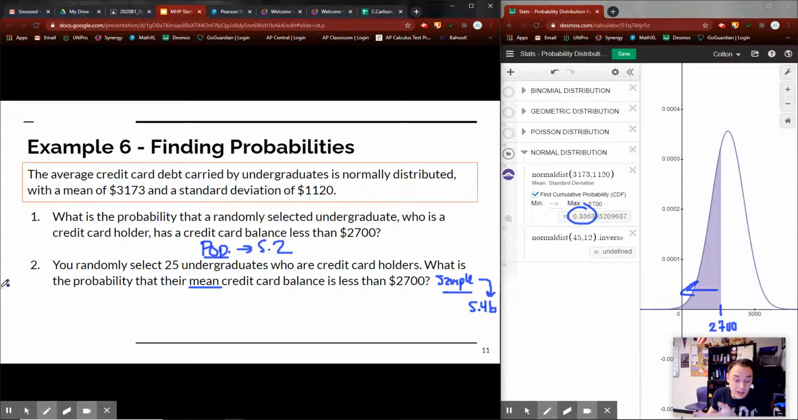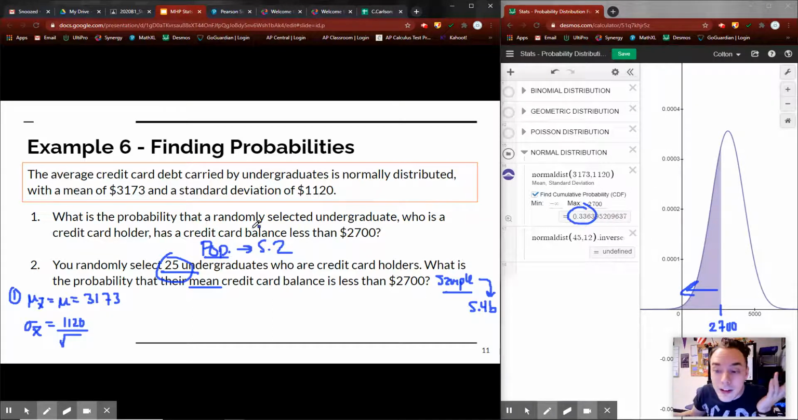So now I have to do everything all over again. What is my sample mean? My sample mean is equal to the population mean, which is 3,173. My standard deviation of the sample means is going to be my population standard deviation, 1,120, all over the square root of n. I'm selecting 25 specifically. Notice how in 5.2 it didn't tell us a sample size because I only cared about the population. But now that I care about a sample, the sample size is indeed necessary.